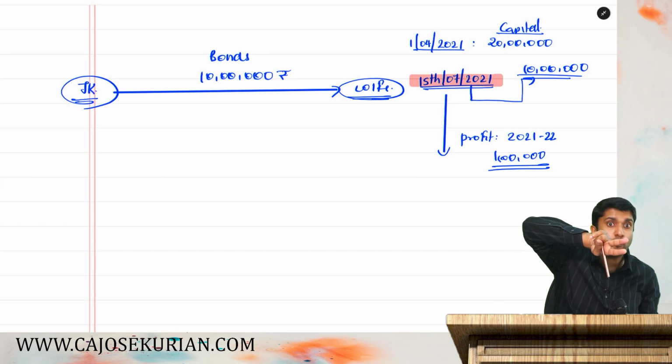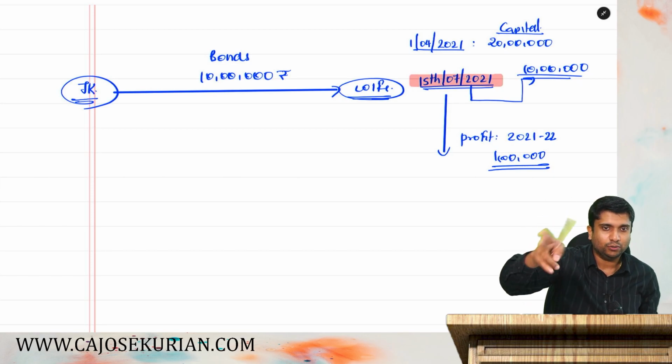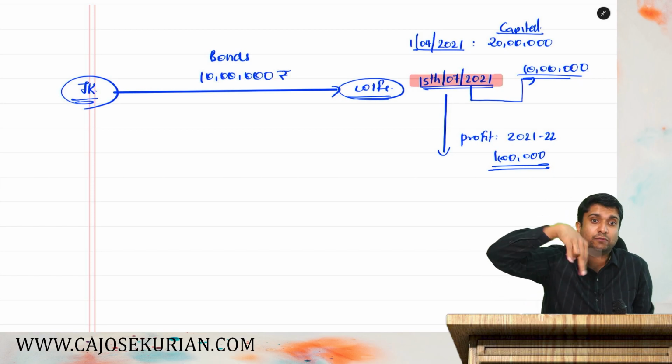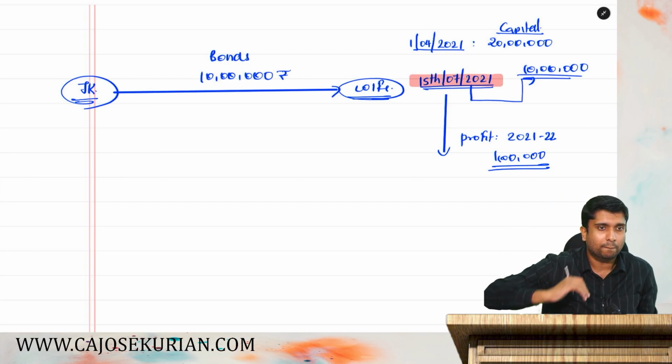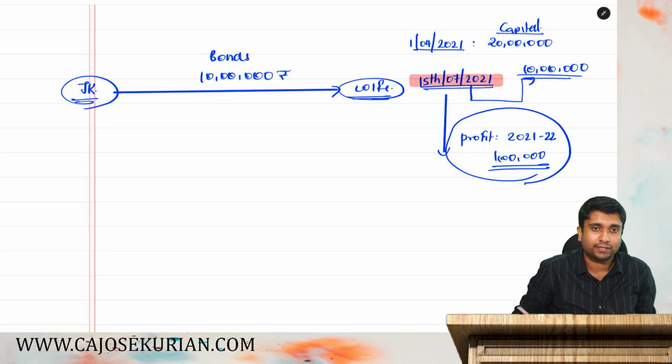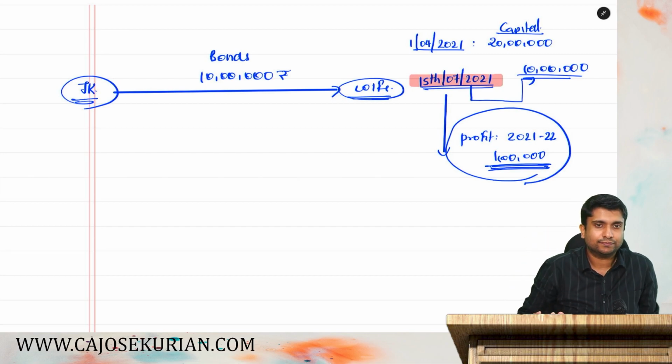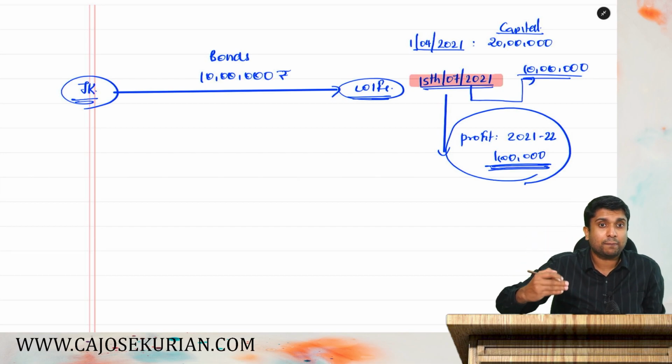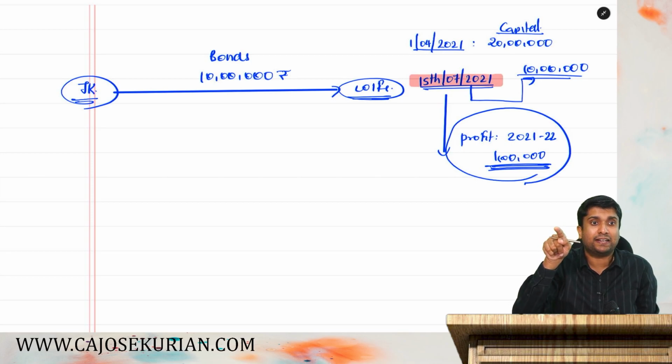Now that asset's form is changed. Yes or no? The asset was a bond initially. She converted it into money and invested it in the business and she got a profit. Then this profit also has to be clubbed in the hands of the husband. Yes or no? This 1 lakh profit she got due to her capital, so the proportion of profit also has to be clubbed in the hands of the husband.